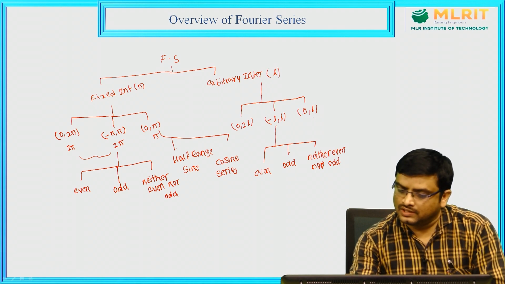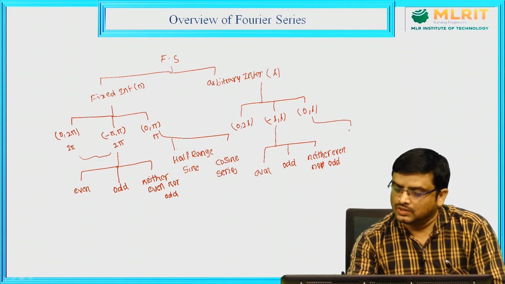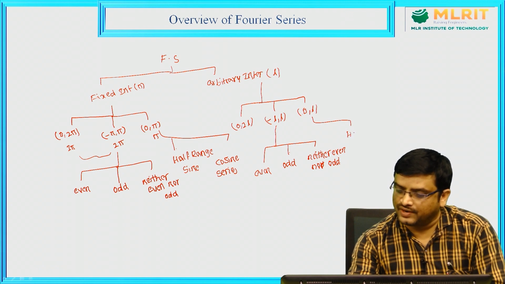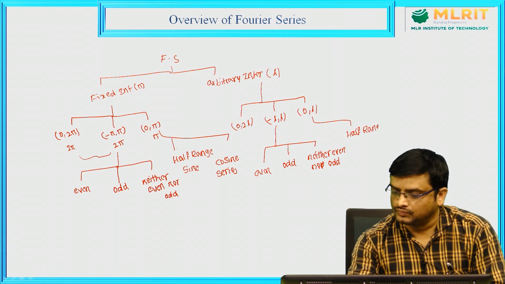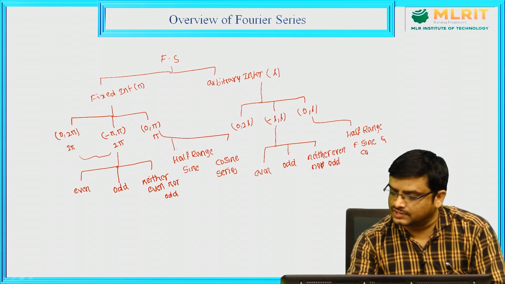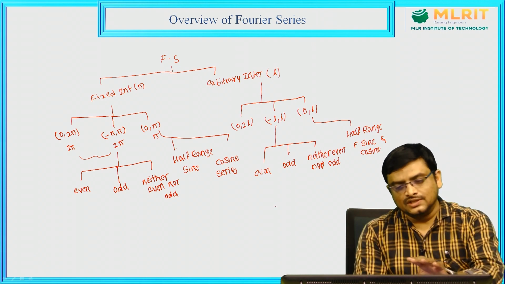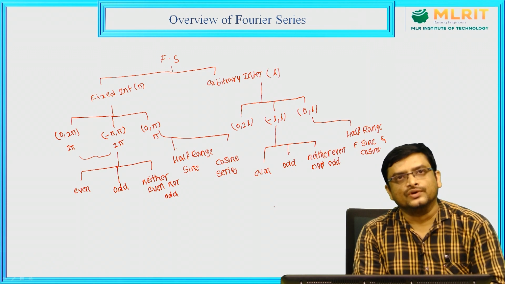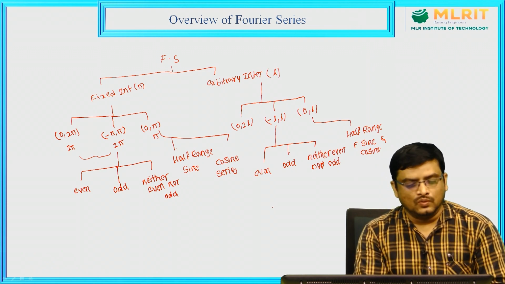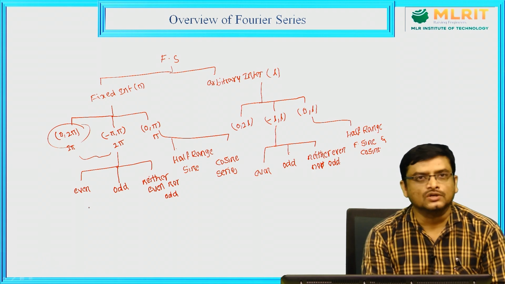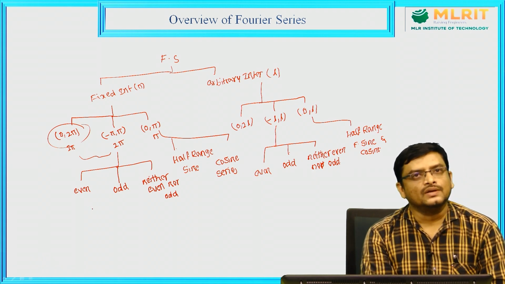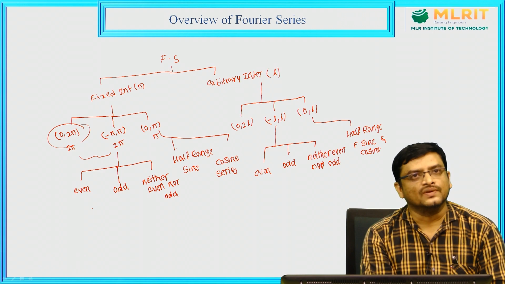Okay, so the same as the previous one, we are going to discuss half range Fourier sine series and Fourier cosine series. So these are the concepts we are going to discuss in the Fourier series here. Now first we will go for the interval 0 comma 2 pi, and in this interval we will see how to find out the Fourier series for the given function.